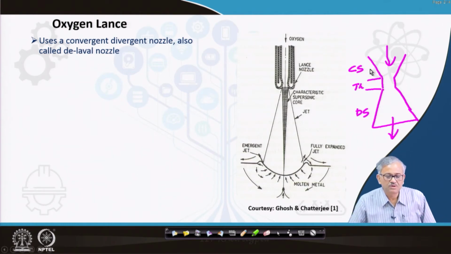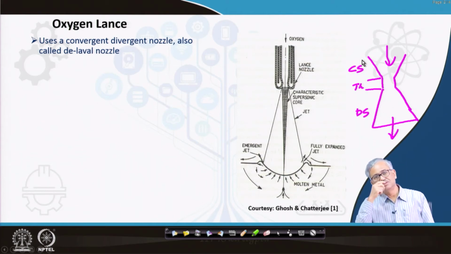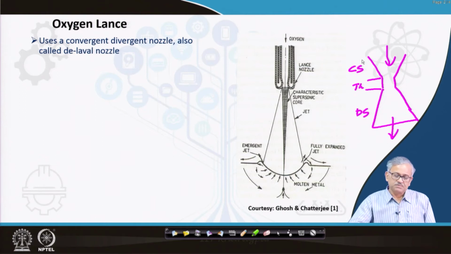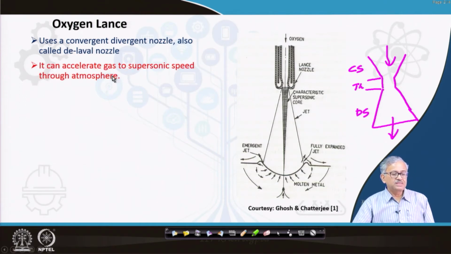But if you want to produce the oxygen jet through a cylindrical nozzle, the oxygen will come out at a very high pressure, and it will dissipate energy by shock wave generation. So, this is the thing: it can accelerate the gas to a supersonic speed through the atmosphere. That is the most advantage of using this convergent divergent nozzle.